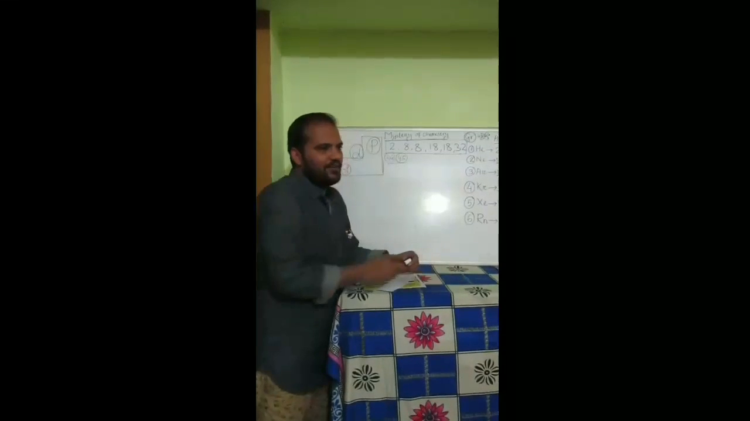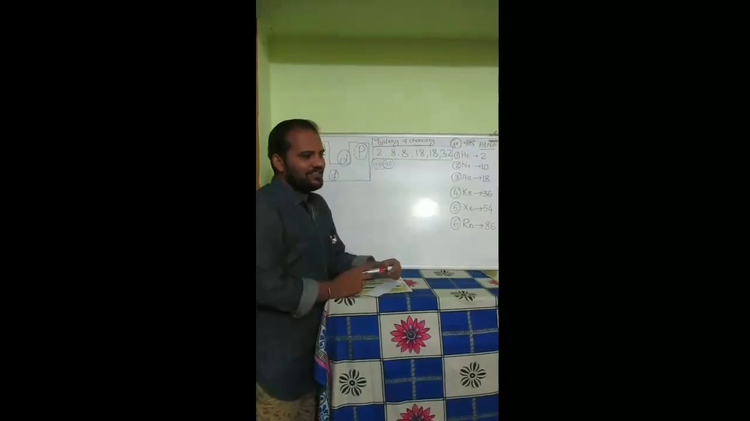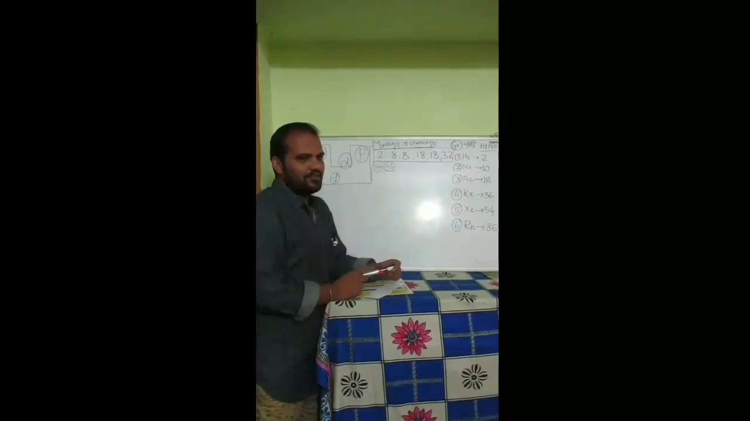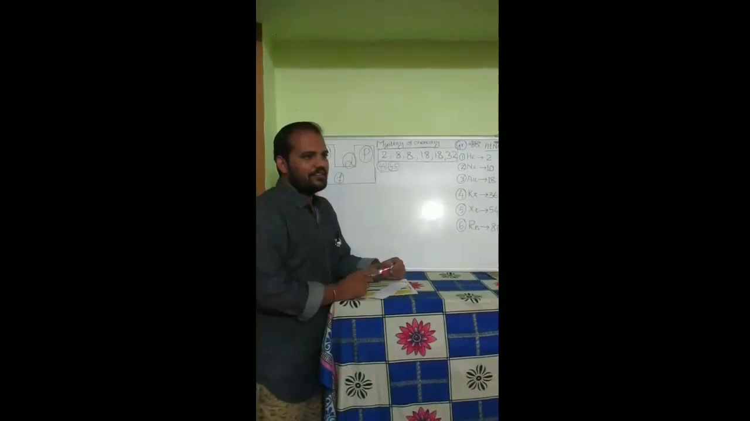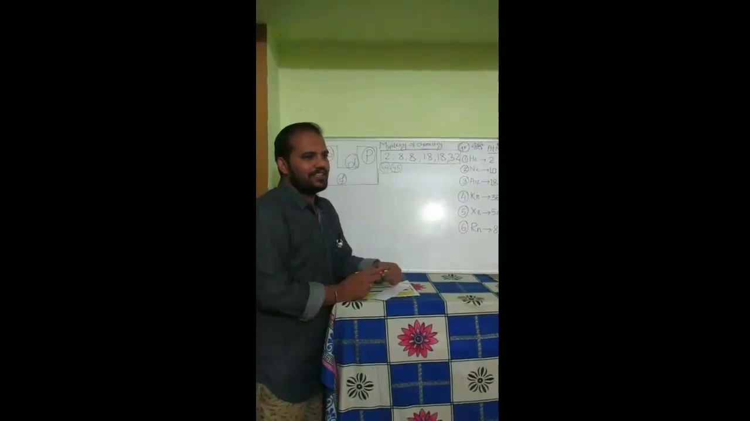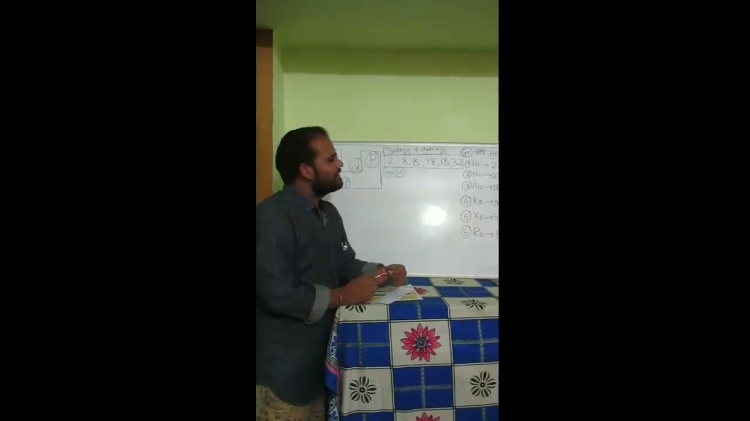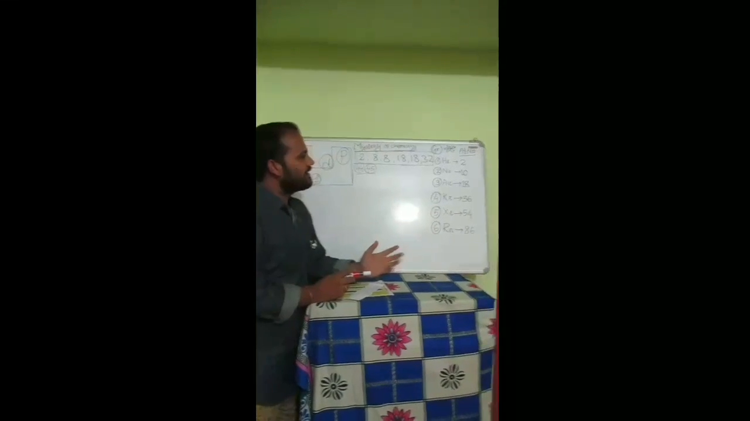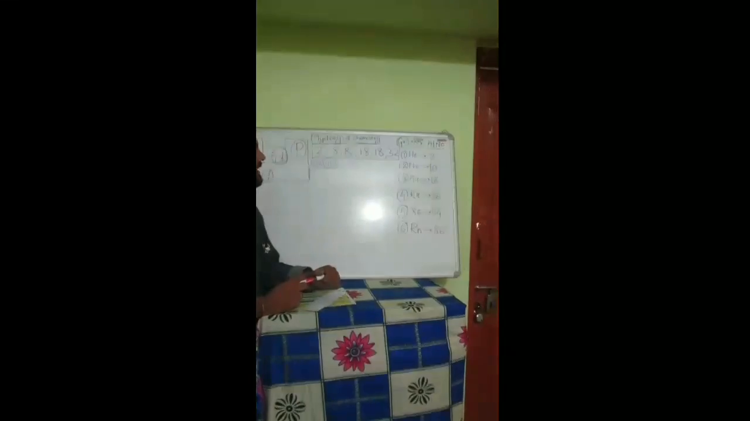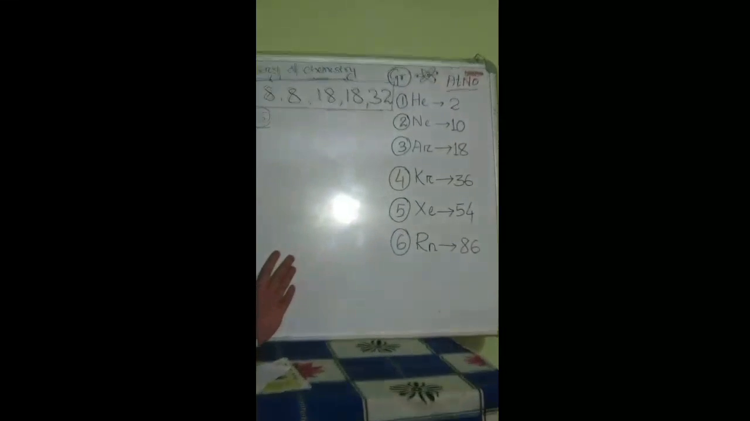Good morning. Today I will discuss electronic configuration: how we will find out the electronic configuration of an element within 30 to 50 seconds. So first of all, we have to know about the inert gases: helium, neon, argon, krypton, xenon, and radon.